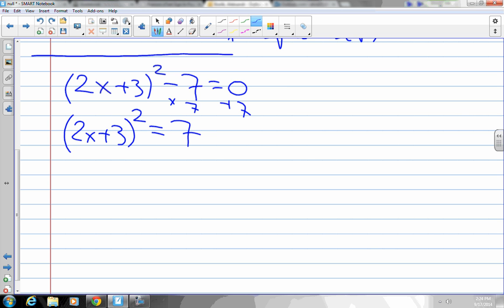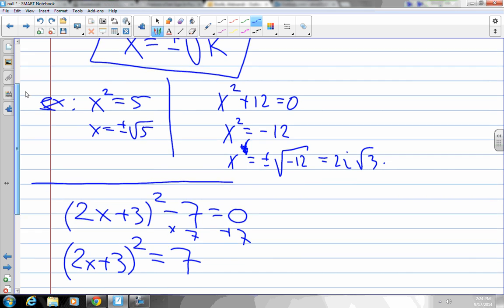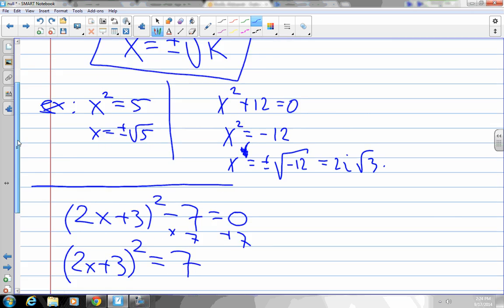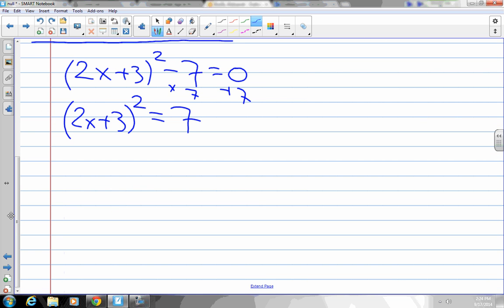And remember, this idea doesn't have to be just x. It's just something squared. Just blah squared equals a number. So this is what I have. All my variables are inside that square, and the other side is a constant. So I can proceed with this idea.